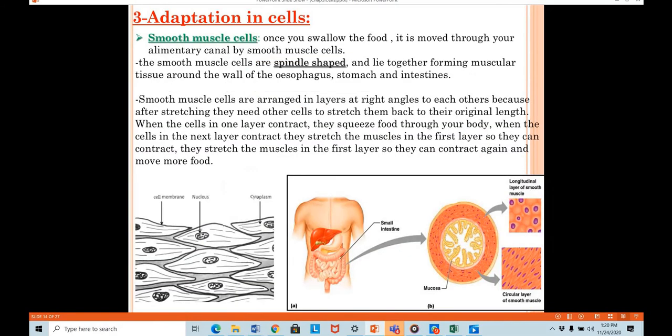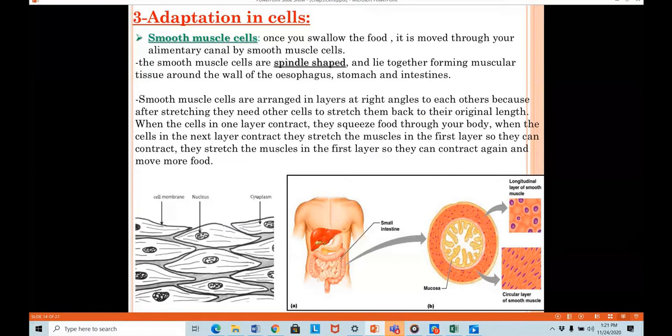So this is what we studied about the WBC, and we were studying about the smooth muscle cells, right? So the smooth muscle cells, they help in making up which organs in the body? The stomach and the intestines. Yes, the various internal organs are made with the smooth muscle cells. So in our digestive system, once you swallow the food, it is moved through your alimentary canal by smooth muscle cells. So the entire digestive system is made up of smooth muscle cells itself.